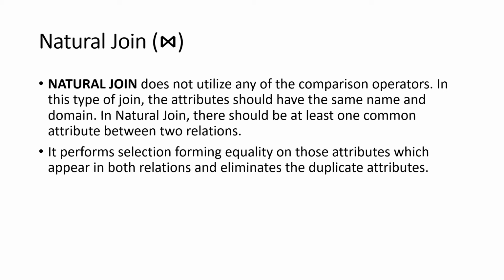Natural join does not utilize any of the comparison operators. In this type of join, the attributes should have the same name and domain. In natural join, there should be at least one common attribute between two relations. Without having the same attributes or same column name, we cannot join two different tables. There should be at least one attribute that is common to both the tables. Then only on that basis can we join and find all the tuples relating to those given columns.